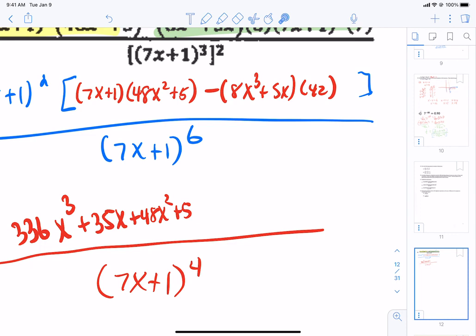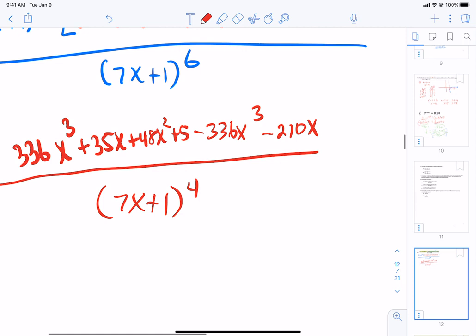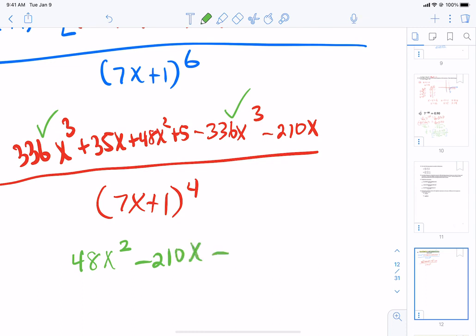So negative 42 times 8 is going to be negative 336x cubed. And then negative 42 times 5 is negative 210. And something neat kind of happened. You might notice these two are exact opposites. So then if we go in order, we get 48x squared minus 210x plus 35x plus 5.